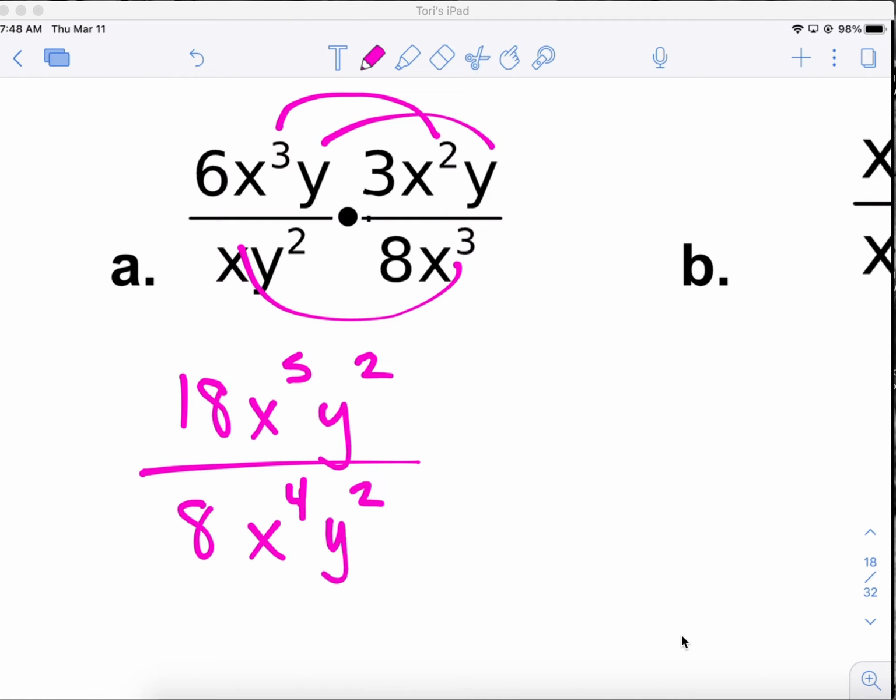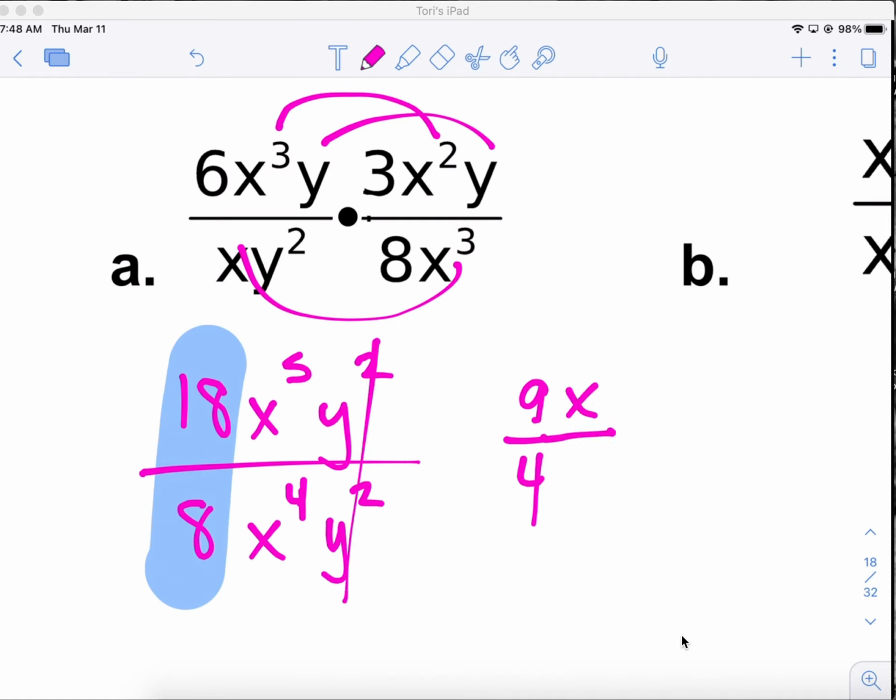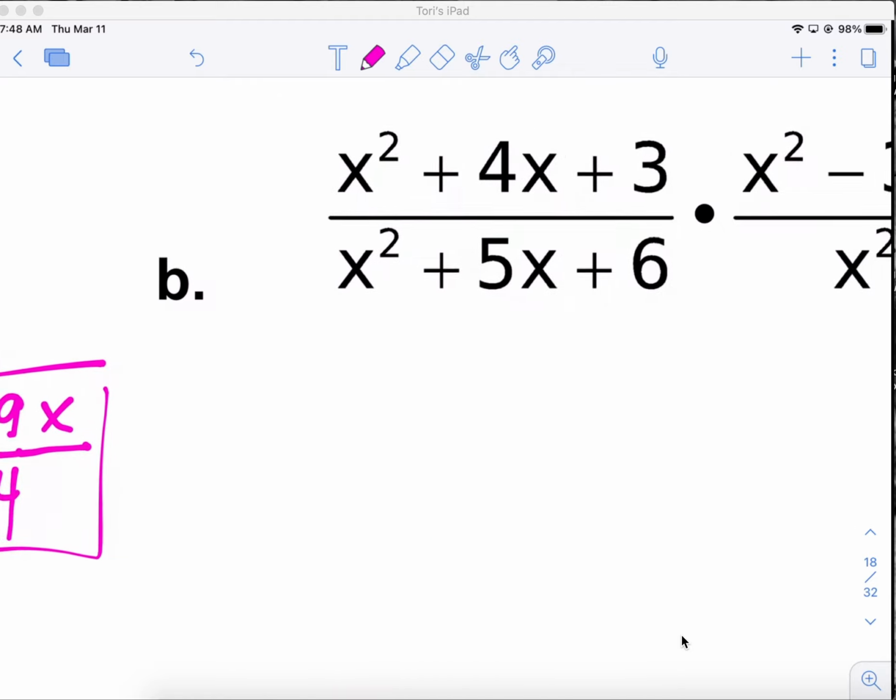Once you get to here, you could solve this the exact same way that we did in Unit 9. We could simplify this fraction. 18 over 8 simplifies to 9 over 4. I would cancel and subtract my x's, so 5 on top minus 4 on bottom gives me just 1 on top. And then my y's cancel completely. I get the exact same answer. It does not matter which way you do it, okay? All right, let's go to B.